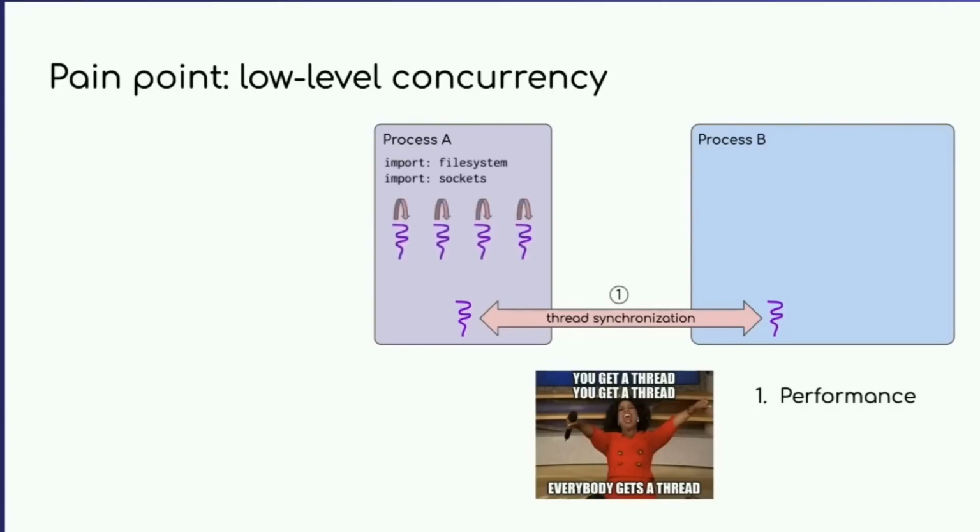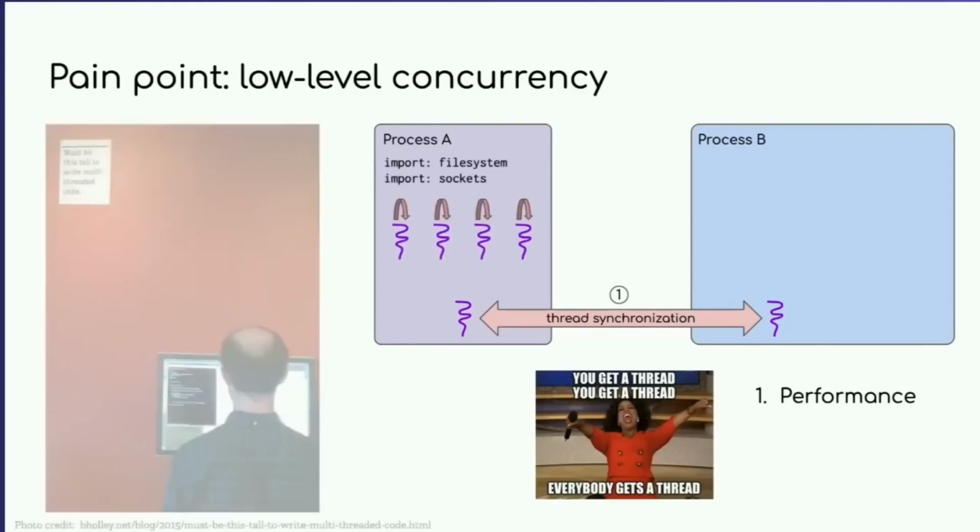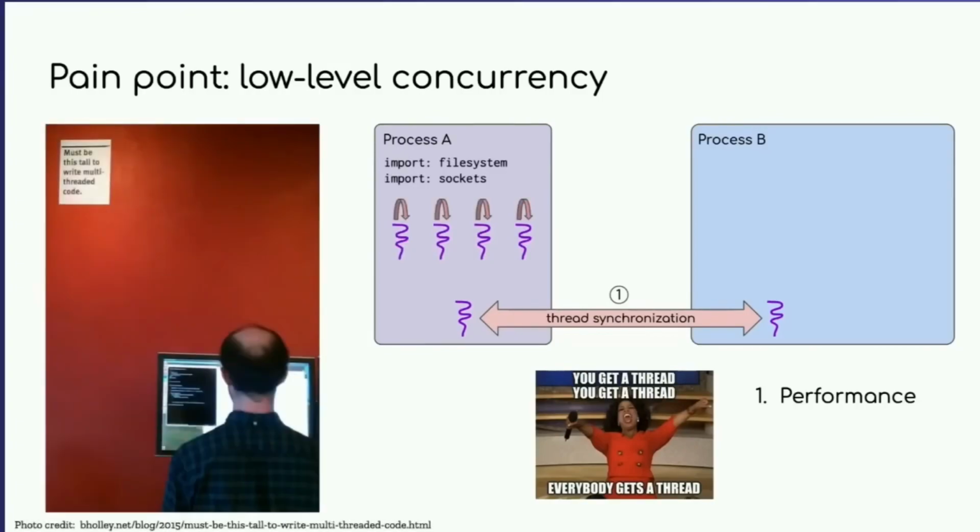Next, if I want to do concurrent I/O, I can use multiple threads to do multiple blocking requests. But now I'm doing multi-threading, which is hard. And if you can't see, this is a picture of a famous Mozilla hacker, David Baron, who famously had a sign, which you can see on the top left, that says, must be this tall to write multi-threaded code, because it's hard and ultimately leads to less composable components.